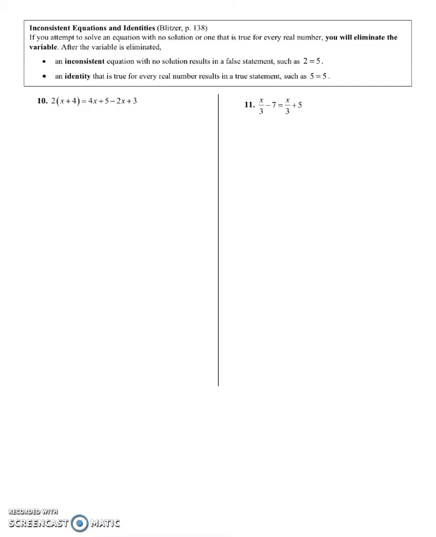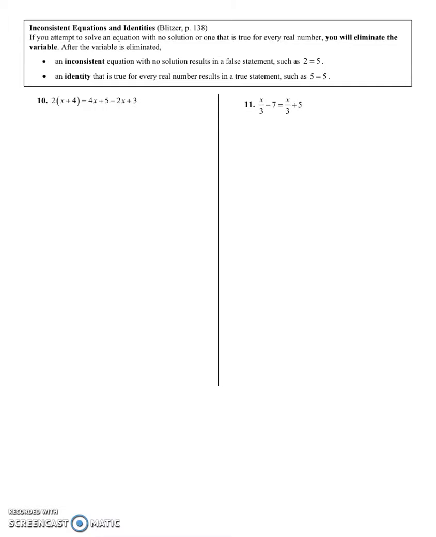After the variable is eliminated, you might get an inconsistent equation with no solution, which results in a false statement like 2 equals 5 or negative 10 equals 100. Those are not true, so that's inconsistent and there's no solution. If after you eliminate the variable you come up with something that's true for every real number, which we call an identity, it looks like 5 equals 5, or negative 10 equals negative 10.